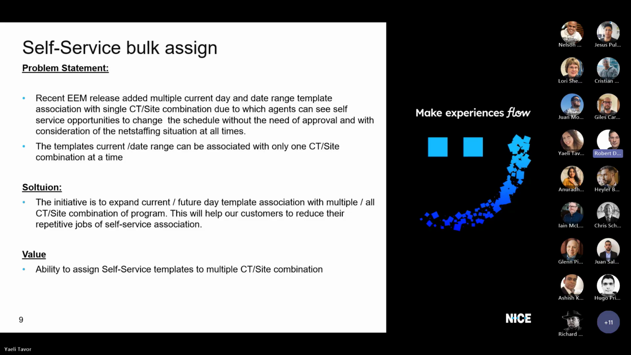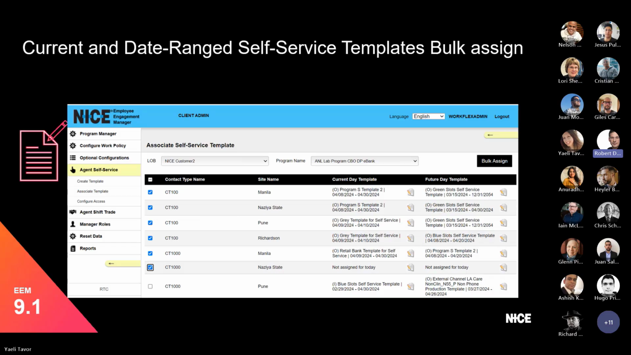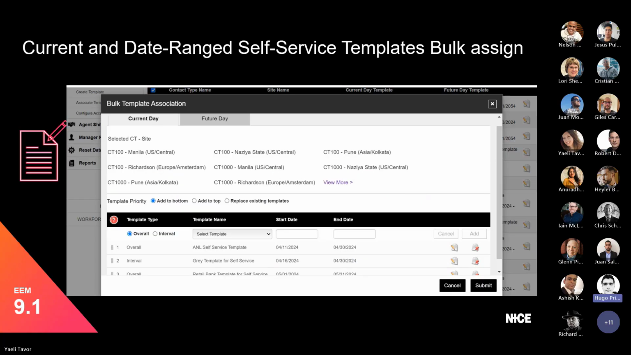So if you jump to the next one, Yeli, what we can do here is, when you want to update and do a bulk association, you can select the CTs that you want to account for, do the bulk assign, and if you go to the next one again, Yeli, you can do either current or future.